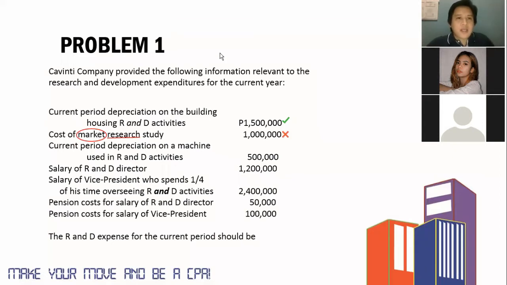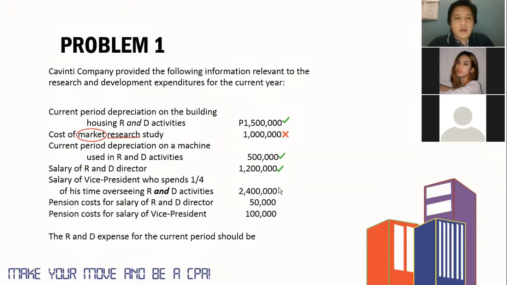Okay? Next, current period depreciation on a machine used for R&D activities. Since it is being used for research and development, check, check, check. Salary of R&D director, since nakatutok to for R&D or research and development purposes, then therefore, again, we include. Salary of vice president, who spends 1/4 of his time for the research and development activities. Do we include this one?